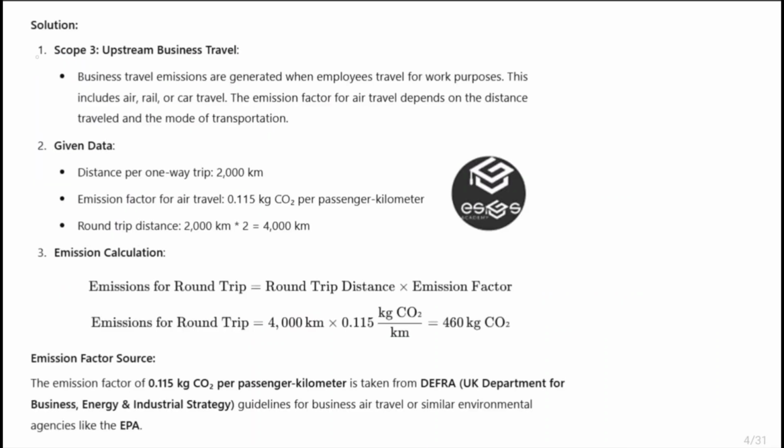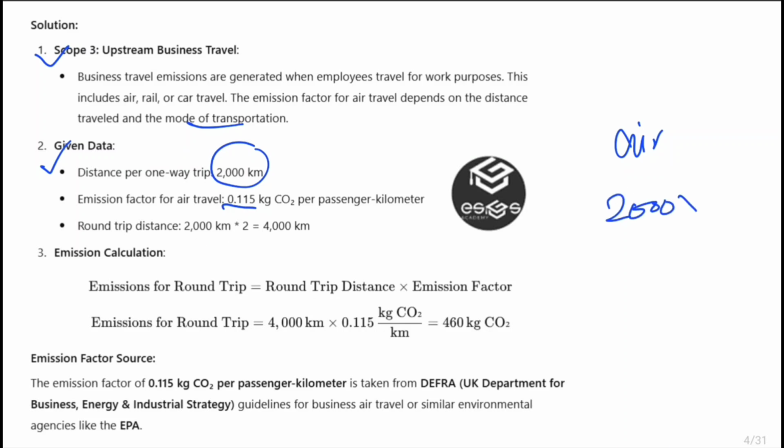So in the solution part, what is this category of emission? Upstream business travel. So these emissions are generated when any employee travels for work purposes, and this includes air travel, rail travel or car travel. And the emission factor for air travel depends upon the distance traveled and the mode of transportation. So let us see the data which is available now. Any employee traveling a one way trip of 2000 kilometers, and the emission factor for this is 0.115 kg CO2 per passenger kilometer.